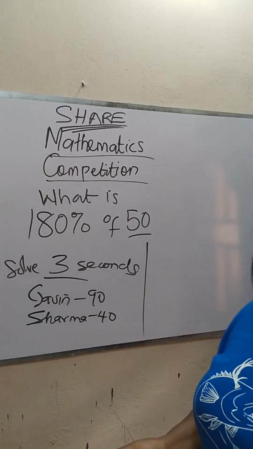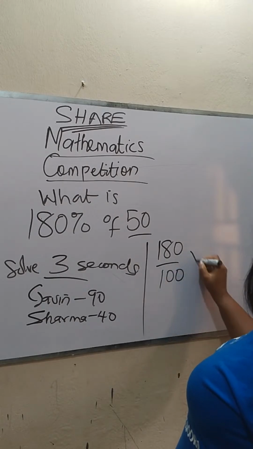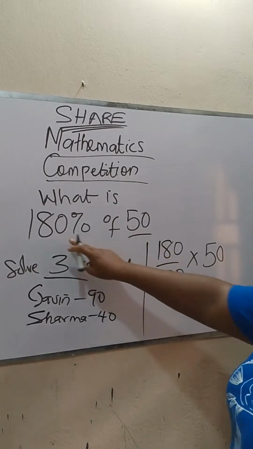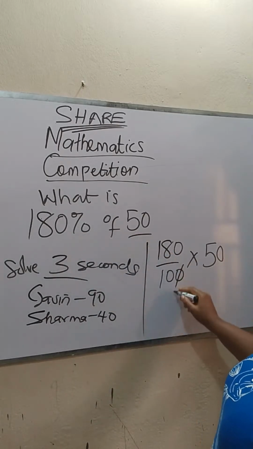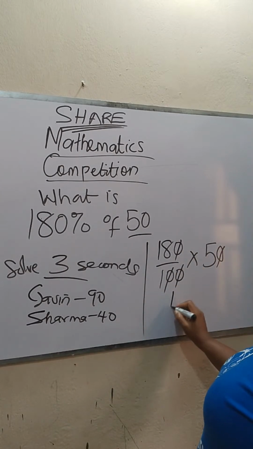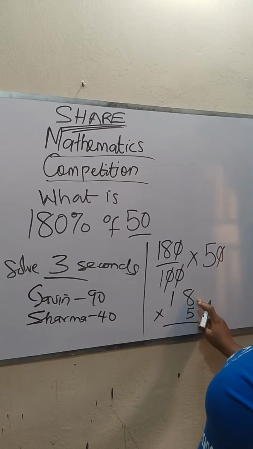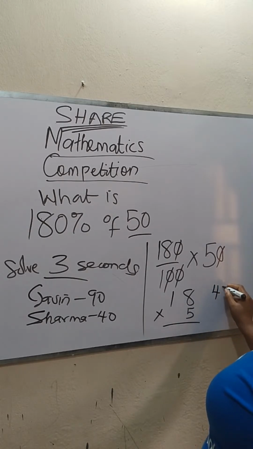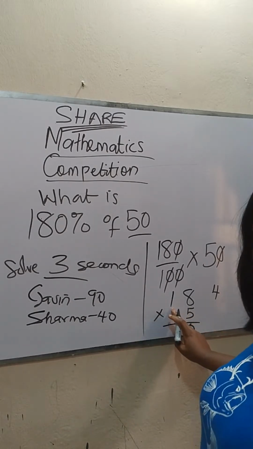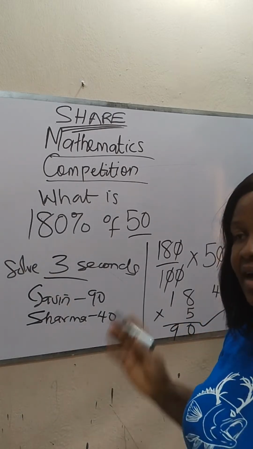180% is 180 over 100, times 50. Multiplication of is multiplication. 0 will cancel here, 0 will cancel here. We have 18 times 5. 8 times 5 is 40. We write 0 and we carry 4. 5 times 1 is 5. 5 plus 4 is 9. So anyway you choose to solve it, the correct answer is 90.